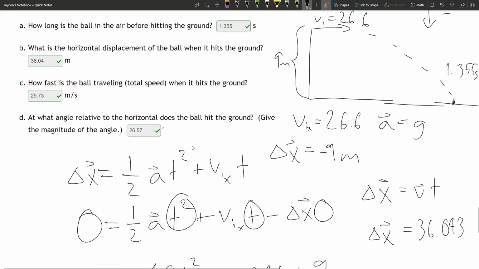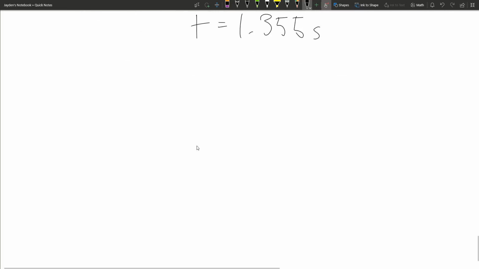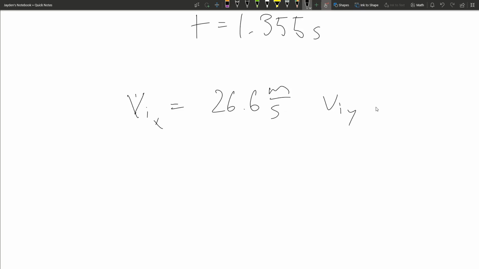How fast is the ball traveling when it hits the ground? So we know the x velocity, but we don't know the y velocity. The y velocity is going to change because of gravity. So we do velocity final equals at plus velocity initial in the y direction, and we just plug in values.